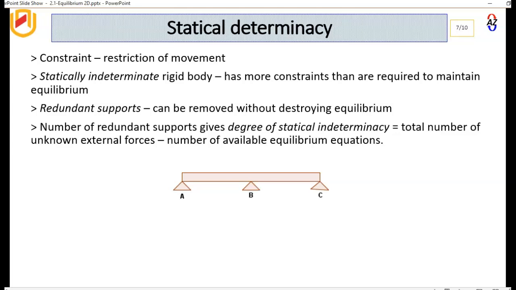This topic will be treated with equations and all in a later video. But for now, it's sufficient to say that the degree of statical indeterminacy is equal to the number of unknown external forces minus the number of available equations for equilibrium.